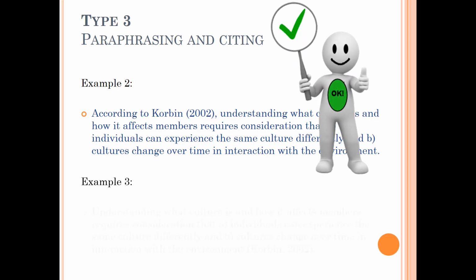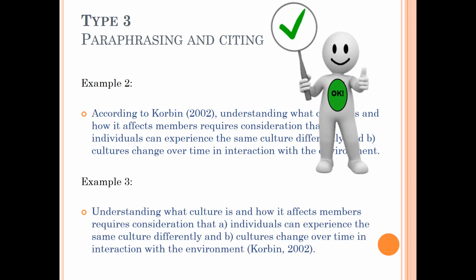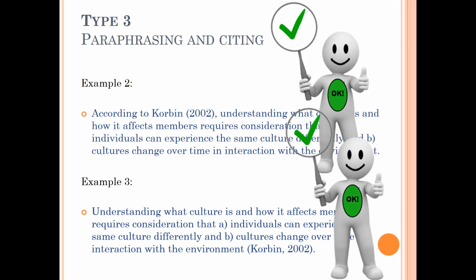Okay, example 3. Same thing as example 2, except I put the citation at the end. Is this plagiarism? No, this is okay. It doesn't matter where I put the author and the year, the beginning of the sentence or at the end, as long as it's there and the reader knows that even though these are my words, I got the idea from Corbin, then everything's okay.